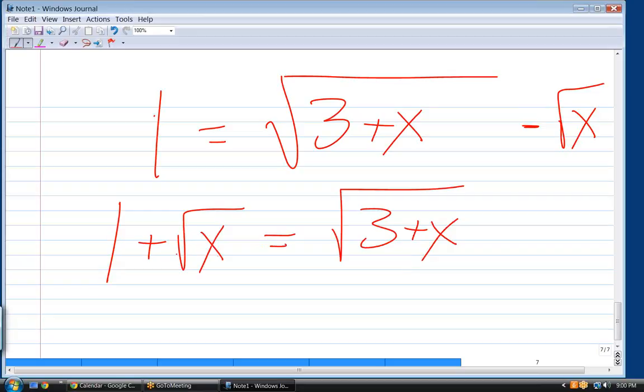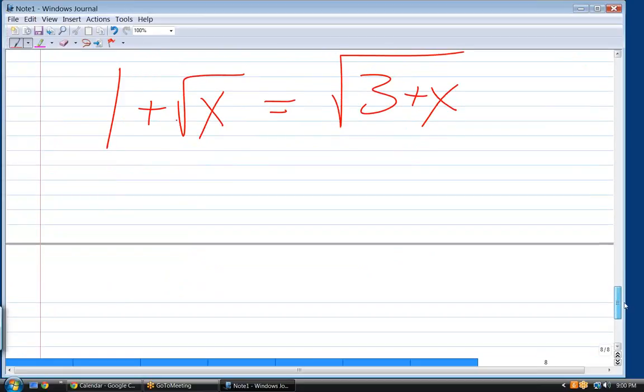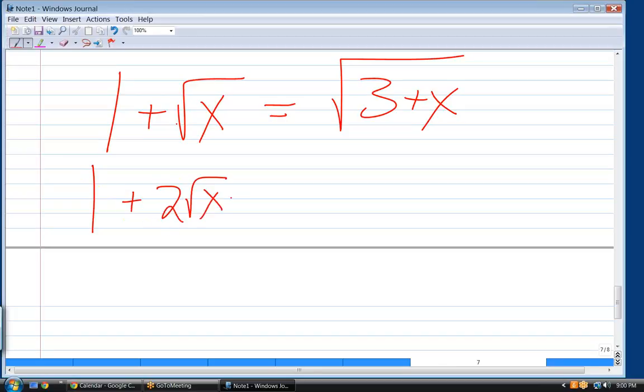But squaring both sides is not going to eliminate all the radicals, but it will eliminate one radical. You have to do this in stages. Okay, so in other words, I've isolated a radical, and now square both sides. What do you get? You're going to get 1 plus 2 radical x plus x.